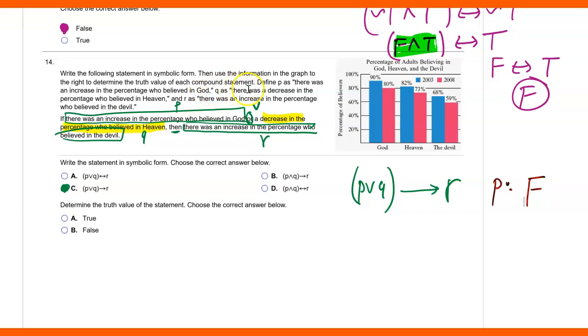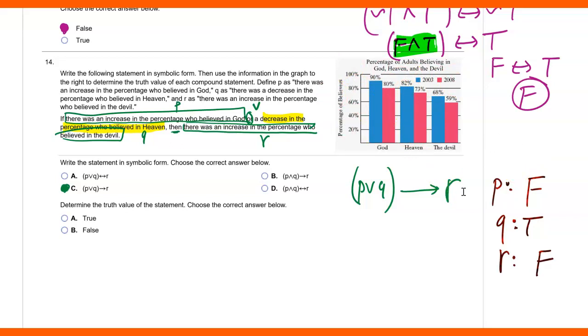What's Q? There was a decrease in percentage who believe in heaven. Look at the heaven here. Yes, Q is true, because the chart says there's a decrease in percentage who believe in heaven. Remember that from 2003 to 2008 there is a decrease in percentage. How about R? What does R say? R says there was an increase in percentage who believe in devil. Look at the devil. No, there's a decrease in percentage who believe in devil, but R says there was an increase, which is false. Okay, therefore these are the truth values of P, Q, R based on this graph.